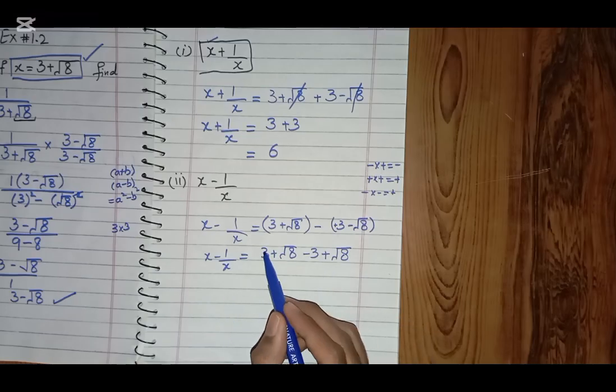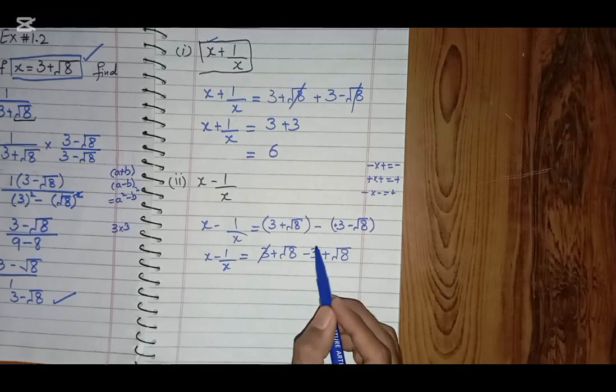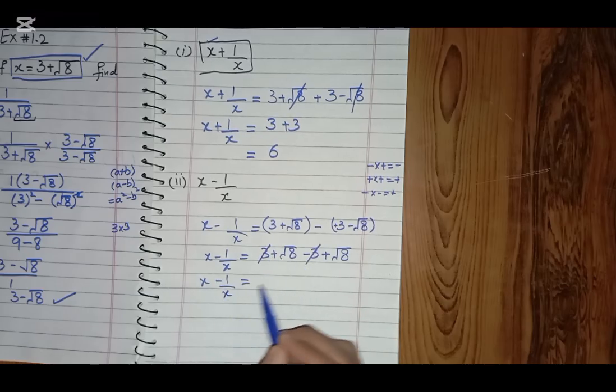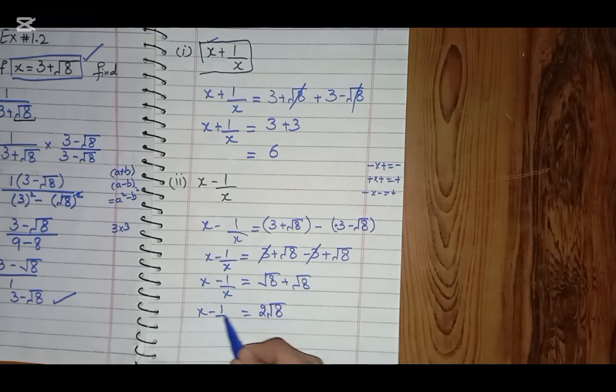Here you see this 3 is in positive form and this 3 is minus, so you can cancel these values. You only get the values that are similar. The first one is square root 8 and the second one is also square root 8. When you add both, the values are the same, so you simply say that this answer is 2 square root 8, and the answer of x minus 1 over x is equal to 2 into square root 8.